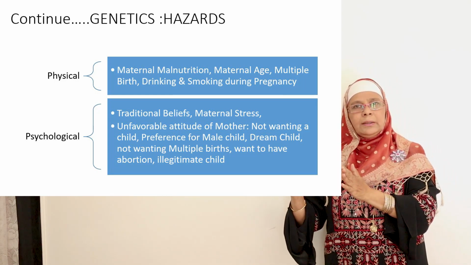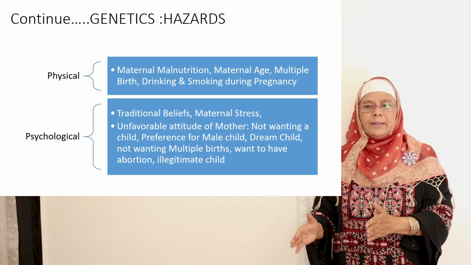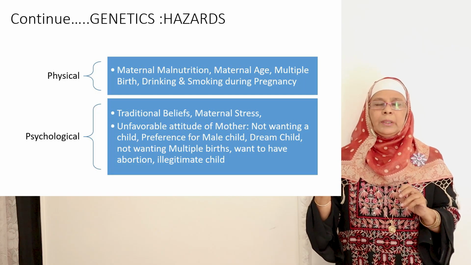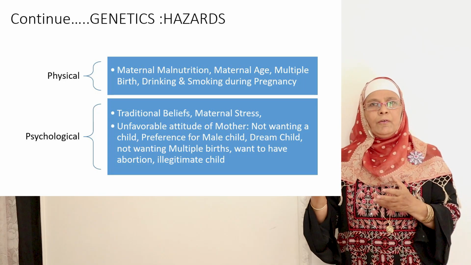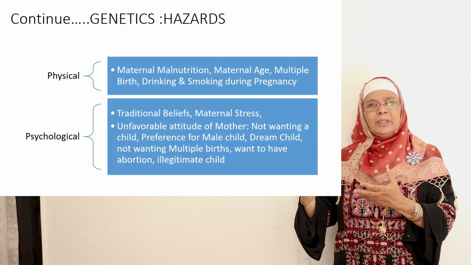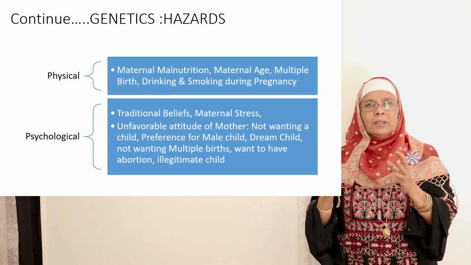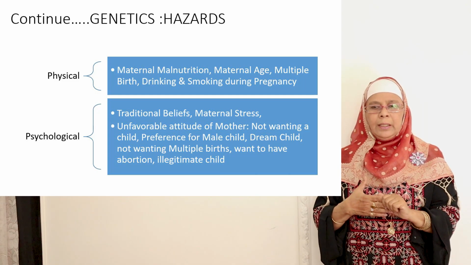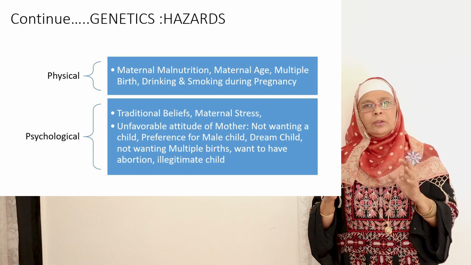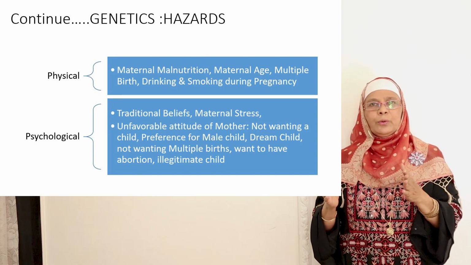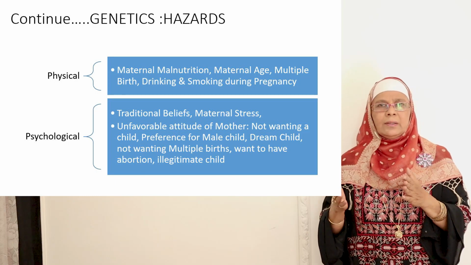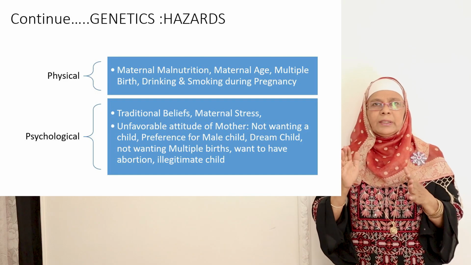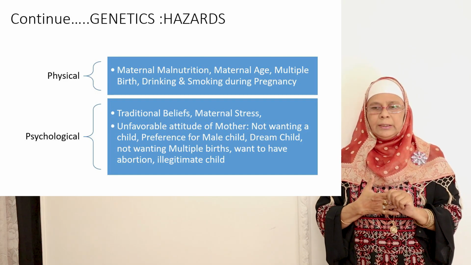There are other hazards that are known as psychological hazards. In psychological hazards, some traditional beliefs are there. For example, some thinking which is passed on from generation to generation. We believe in certain aspects that may affect the child's development. Secondly, maternal stress is a psychological aspect. If the mother is going through stress, maybe due to any reason, and this stress remains for a longer period of time, that is going to affect the child psychologically.